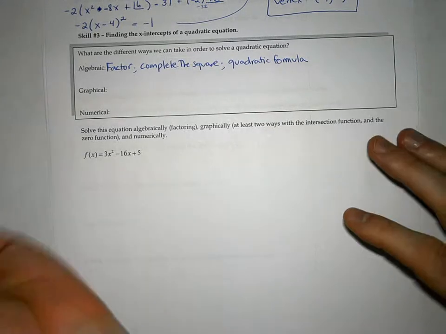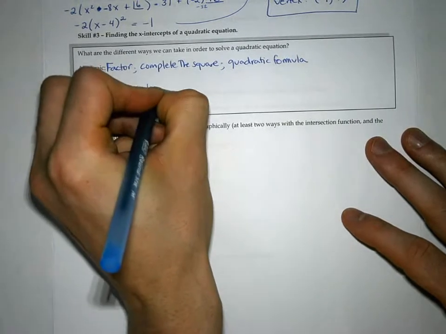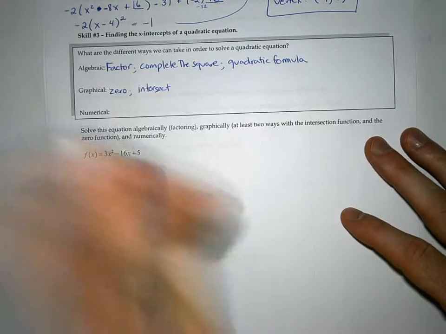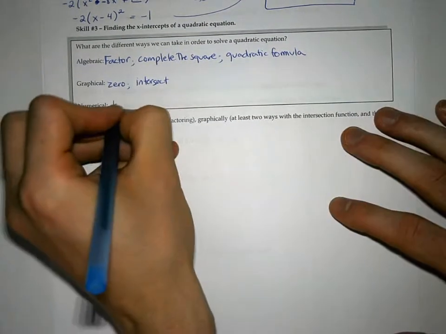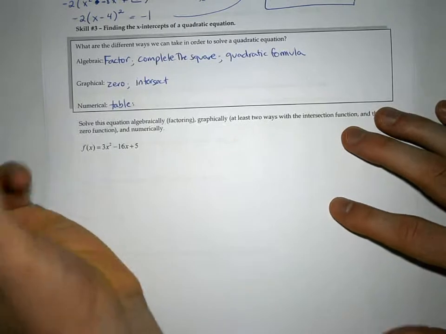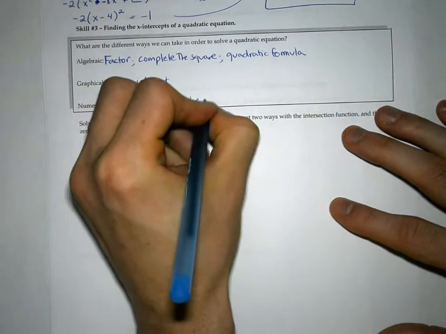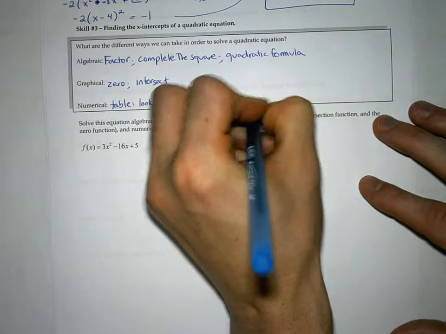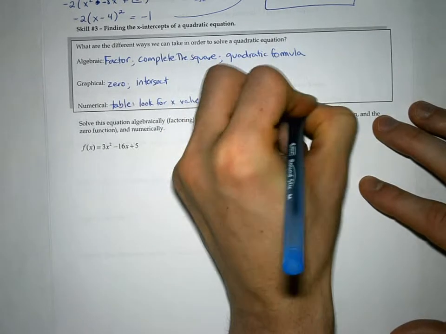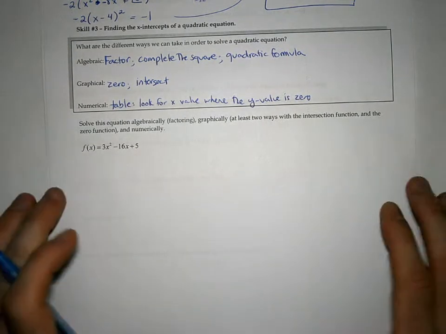The graphical, we're going to go to our calculator, and we're either going to use a zero function or the intersect function. And then finally, the numerical, we're going to use the table. And specifically on the table, we want to look for the x value where the y value is 0. So we're going to look for the x value where we've got a y value of 0.